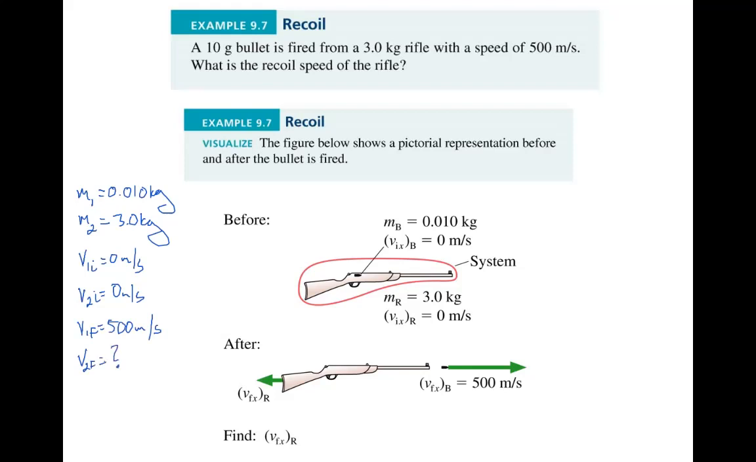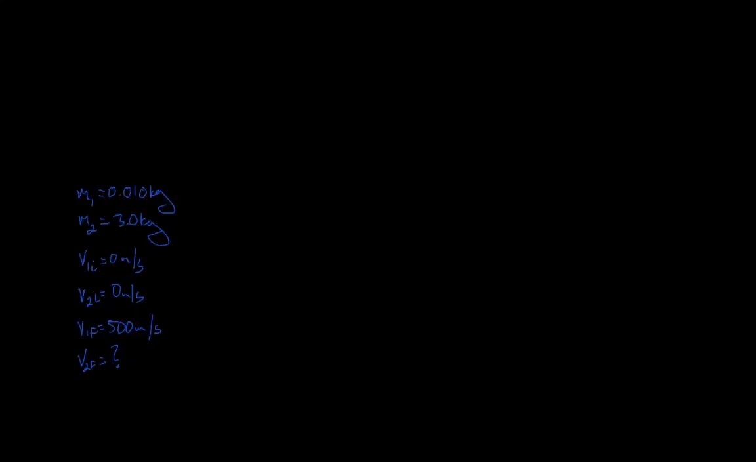Okay, so let's put up a screen. There we go. Those are the numbers that we have. We have our drawing that we saw. Now we need to set it up in terms of our equation. So we're going to use this as M1 V1 initial plus M2 V2 initial equals M1 V1 final plus M2 V2 final.